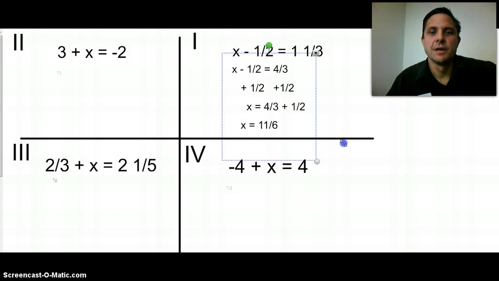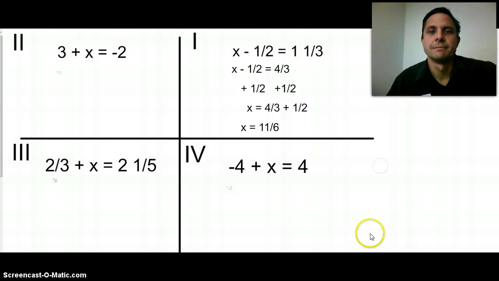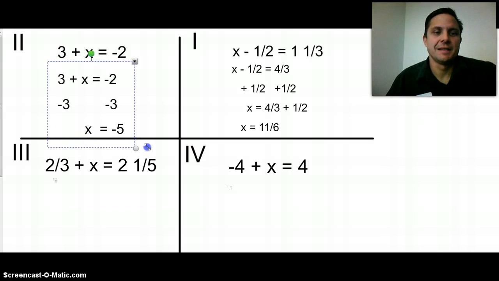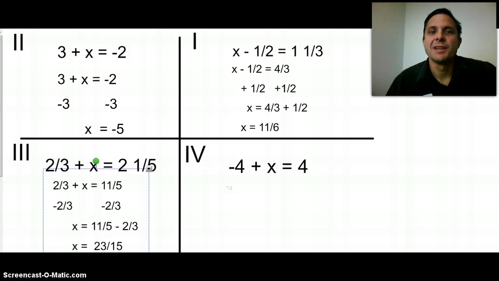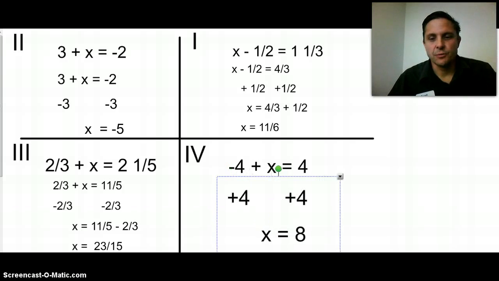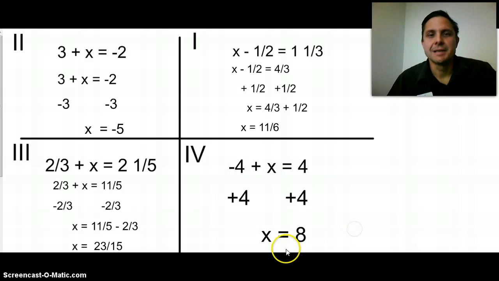Quadrant 1's answer is 11/6. Quadrant 2's answer is -5. Quadrant 3's answer is 23/15, or I suppose you could write that as 1 8/15. Quadrant 4 gets missed a lot. A lot of people get 0, but it's actually 8.